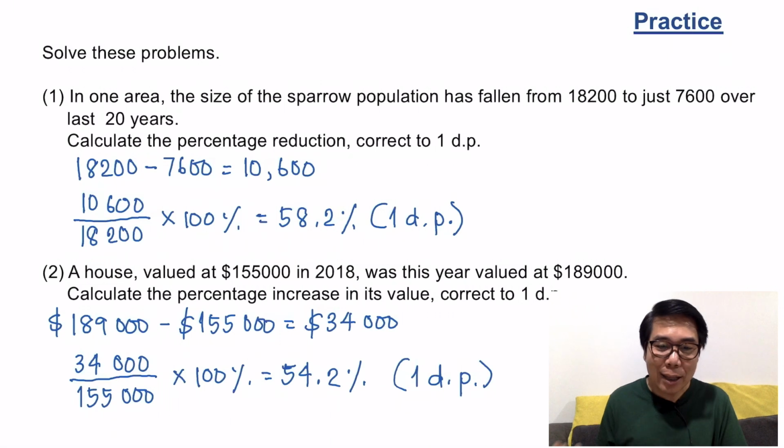In other words, what we do here is, in general, percentage change is given by: percentage change is equal to actual change divided by original amount times 100.